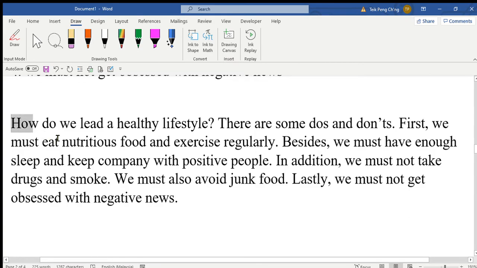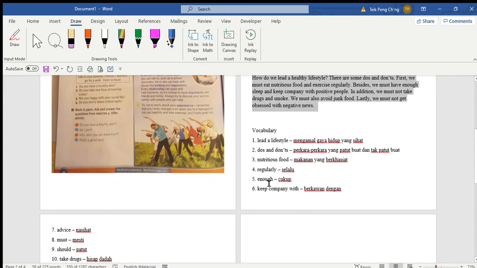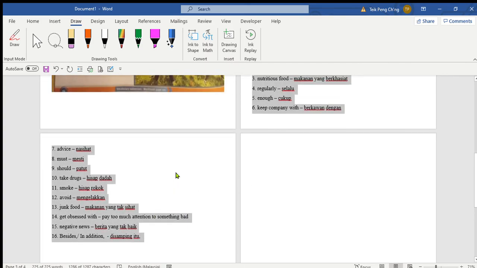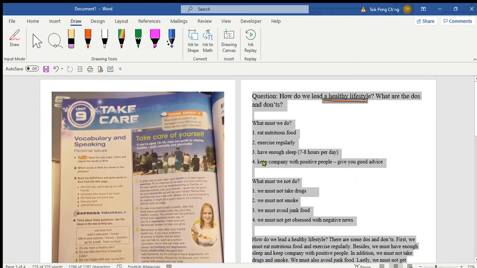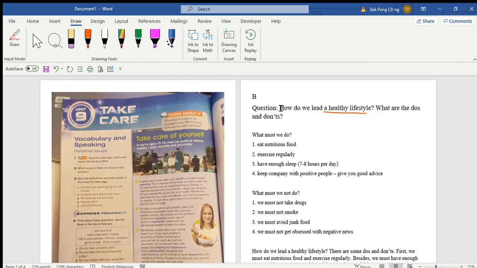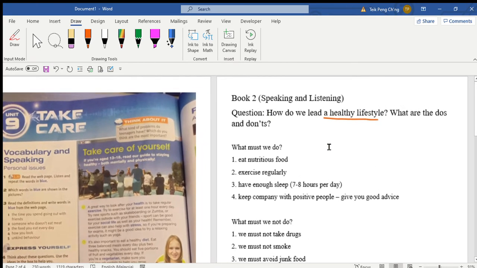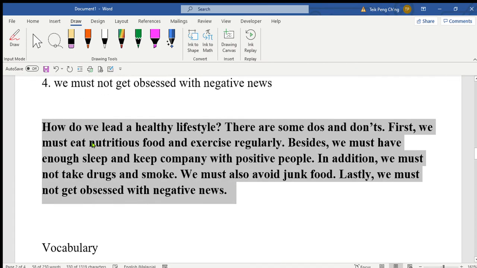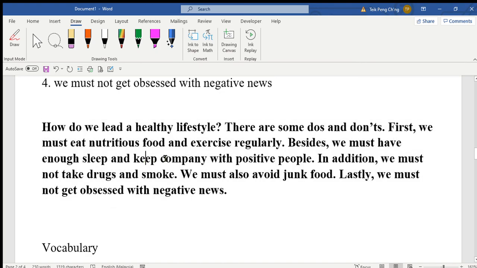Okay, that's all. For all of this, you have to write this. Ini semua dari sini sampai sini semua. Kena salin dalam buku 2, buku speaking and listening. Write this in book 2, speaking and listening. Lepas tu, you kena baca ni. Read this one. Lepas tu, record with your phone. Guna handphone, record. Lepas itu, upload kepada Google Classroom. You have to do it today. Okay, that's all for today. I'll see you in the next lesson.